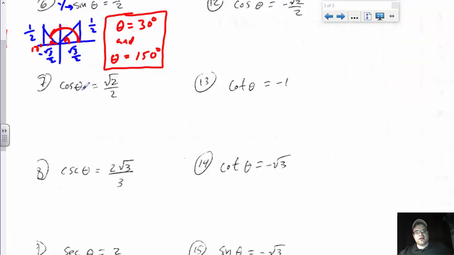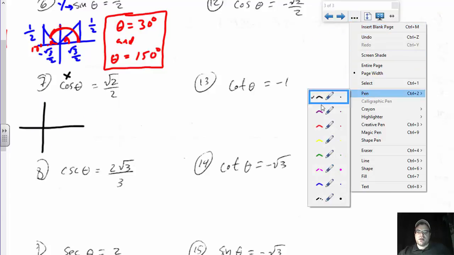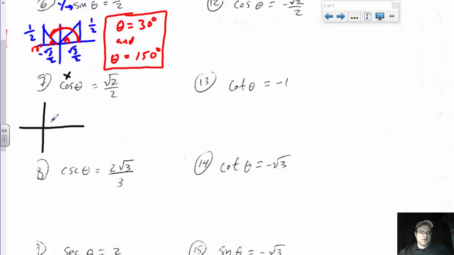So we have cosine theta equals root 2 over 2. All right, cosine is an x value on your unit circle. And I need an x value that's positive because that's a positive root 2 over 2. Okay, so this is an x value, and this x value right here is positive, and I'm telling you it's root 2 over 2. Well, if that's the x side, the y side is also going to be root 2 over 2 because this is a 45, 45, 90 triangle.